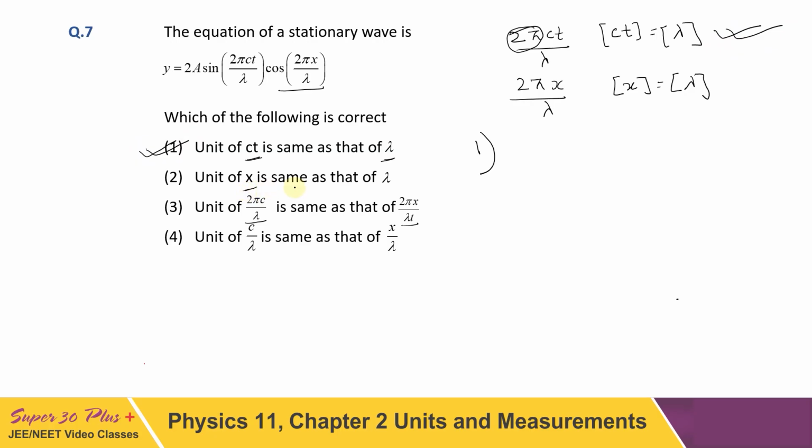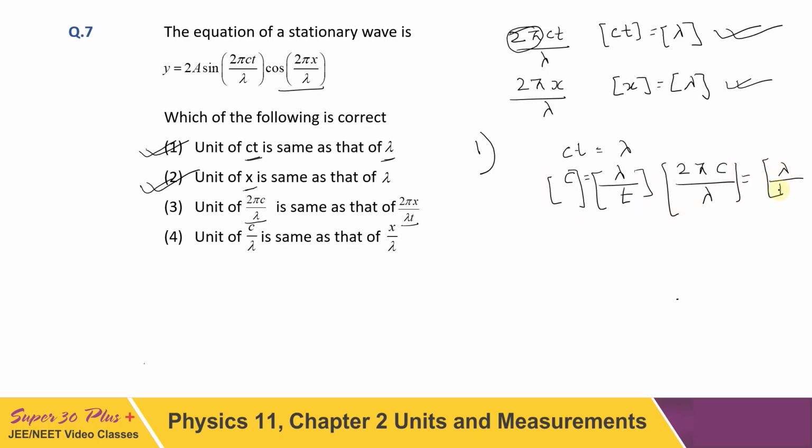Option number 1, ct is same as that of lambda. Yes, from the first expression itself this is correct, so option 1 is correct. Second is x is same as that of lambda. This is from equation number 2. Second option is also correct. Now come to third, 2 pi c by lambda. Here we know that unit of ct is equal to lambda. So unit of c will be lambda upon t. If we write c as lambda by t, then the unit of this will be lambda by t into lambda. Lambda got cancelled, so it is t inverse.